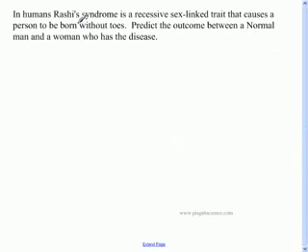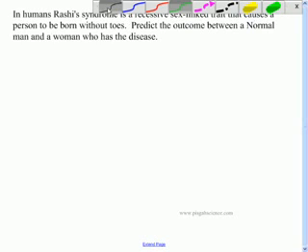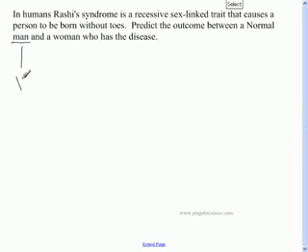Let's look at one more problem. In humans, Rashi syndrome is a sex-linked recessive trait that causes a person to be born without toes. Okay, yeah, I made this disease up. It's not real. Predict the outcome between a normal man. The normal man would be X, capital B, Y, and a woman who has this disease. Remember, in order for a female to have the disease, it's going to be lowercase b.